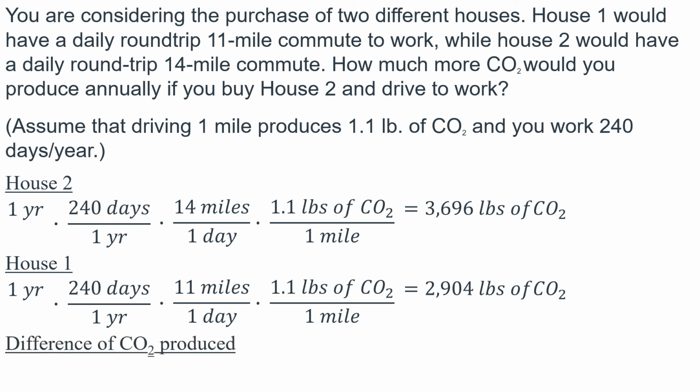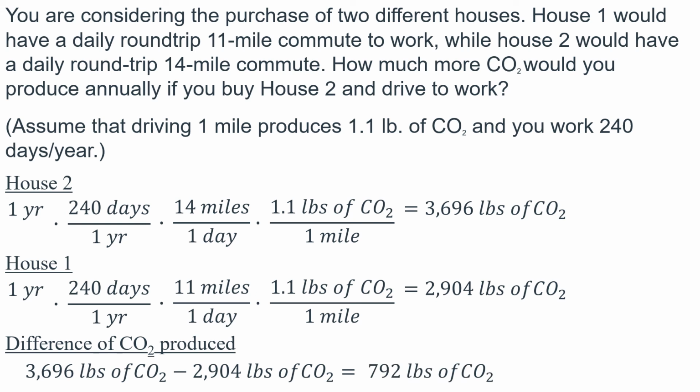To calculate how much more CO2 you would produce annually if you bought House 2 is to subtract. So that's what I'm going to do. 3,696 pounds of CO2, subtract 2,904 pounds of CO2 to get our final answer of 792 pounds of CO2.